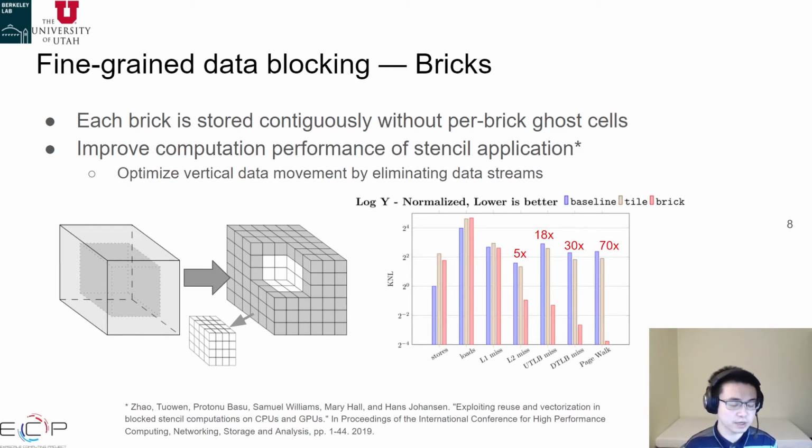We have a fine-grained data blocking implementation for Stencil application that we call bricks, which is a decomposition of a subdomain into fixed-size bricks, and each brick is stored contiguously in memory without any per-brick ghost cells. And we have shown in our previous work that this can greatly improve the computation performance of a Stencil application by eliminating data streams during the computation. This can greatly optimize the vertical data movement by improving cache and TLB behavior.